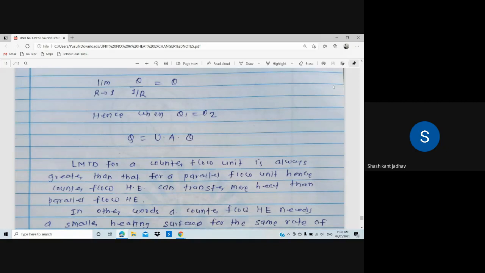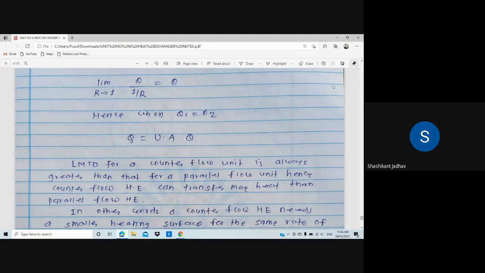समजले का बघा सगळ्यांना. θ1 आणि θ2 ची ज्या वेळेला व्हॅल्यू सेम असणार आहे त्यावेळेला Q = U × A × दॅट व्हॅल्यू, हा प्रोडक्ट घेतला तर तुम्हाला रेट ऑफ हीट ट्रान्सफर मिळणार आहे. ओके, सो आफ्टर दॅट वी हॅव टू राईट डाऊन सम कन्क्लुजन्स.